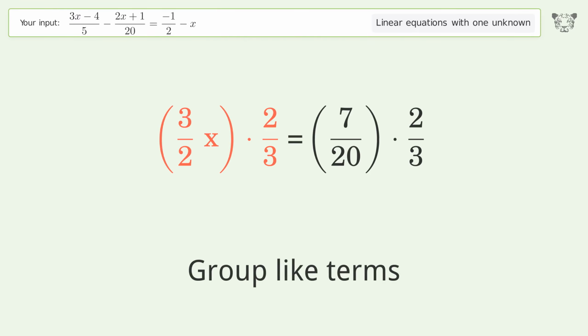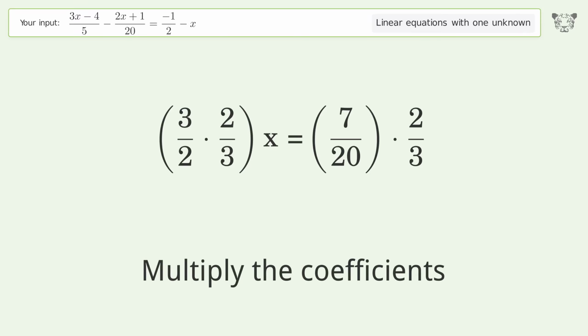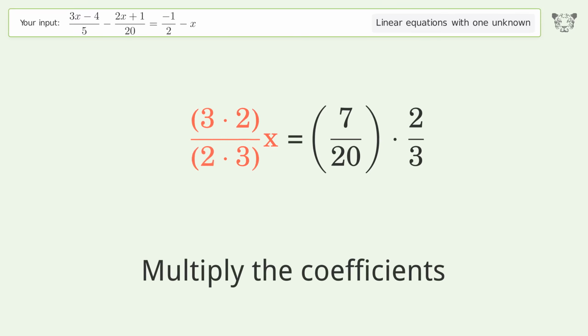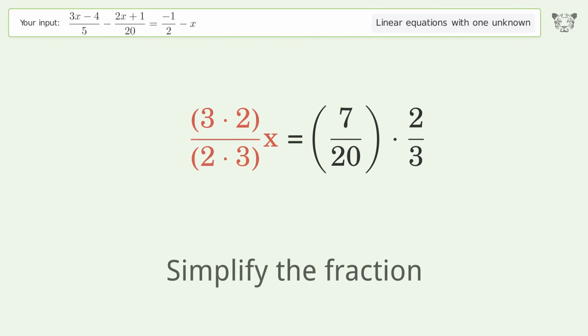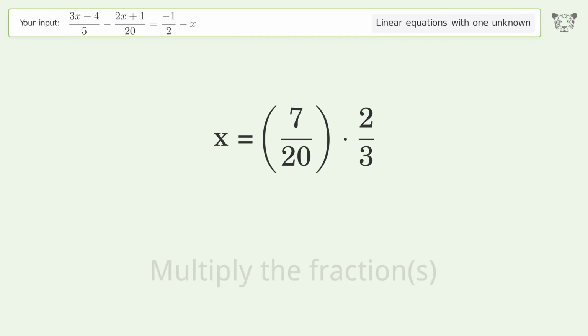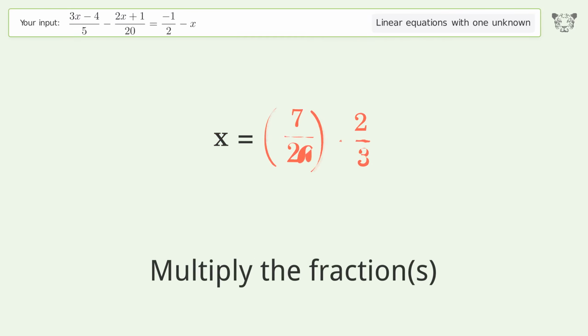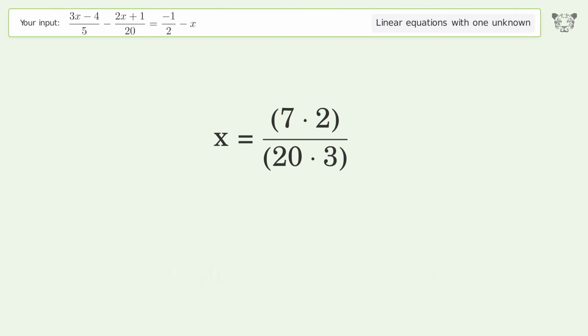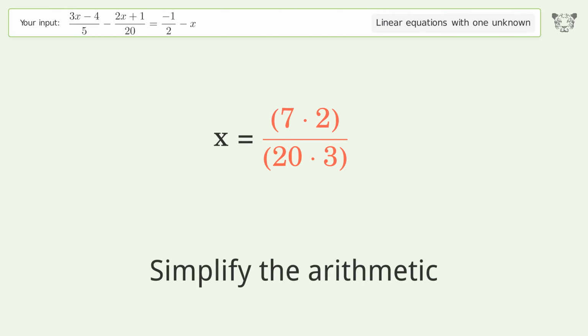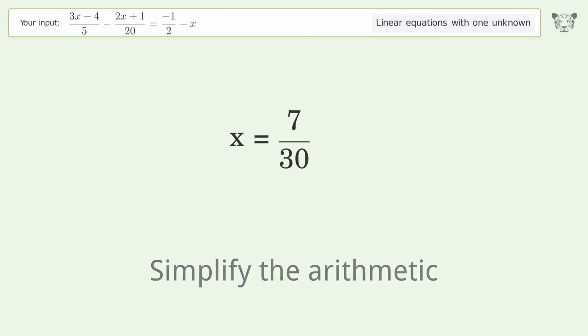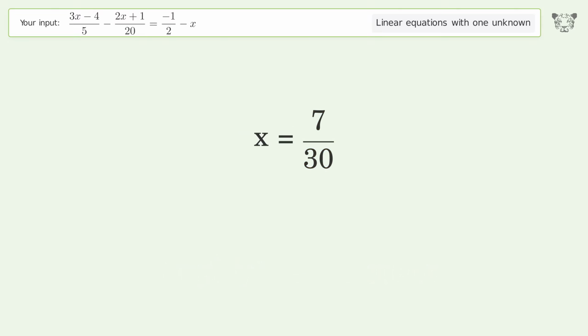Group like terms. Multiply the coefficients. Simplify the fraction. Multiply the fractions. Simplify the arithmetic. And so the final result is x equals 7/30.